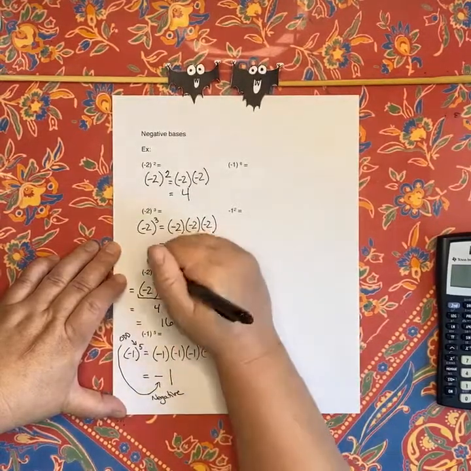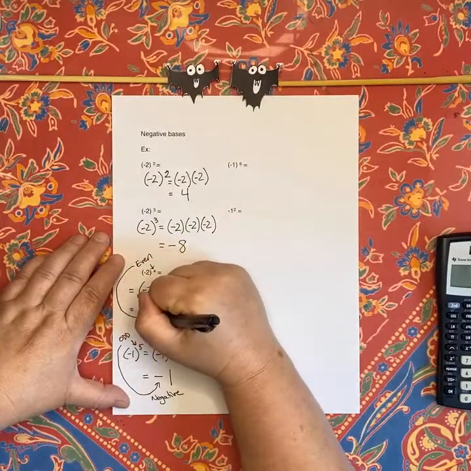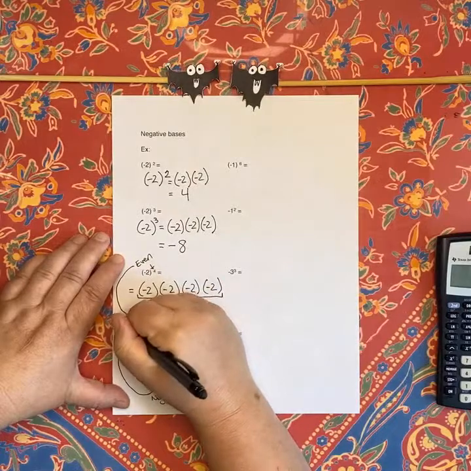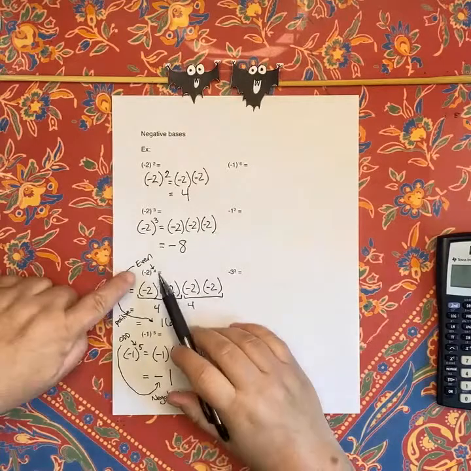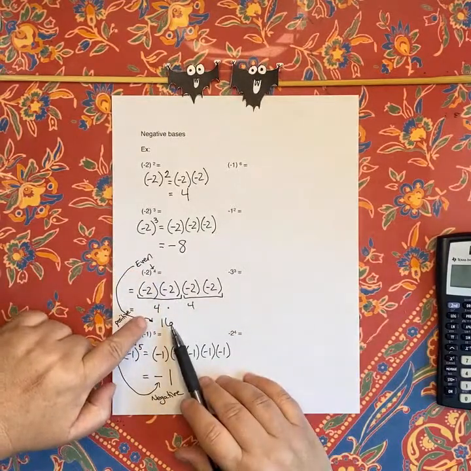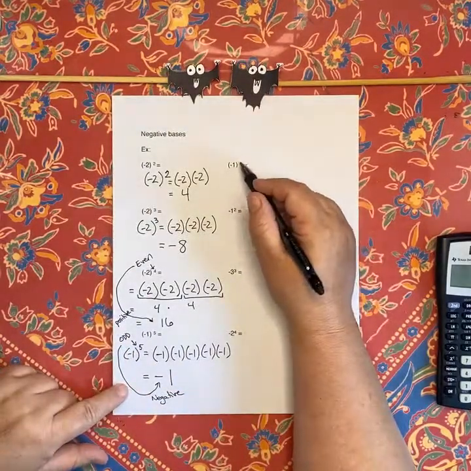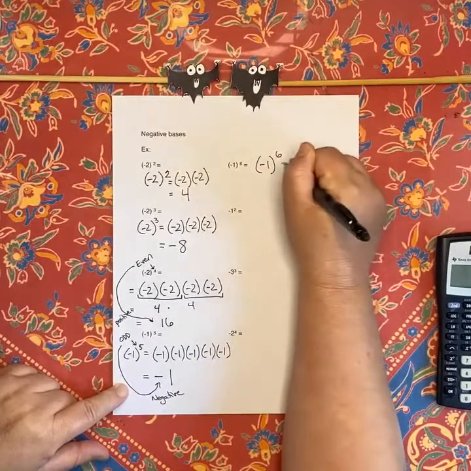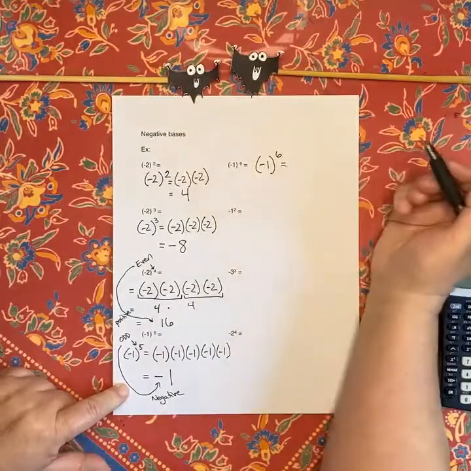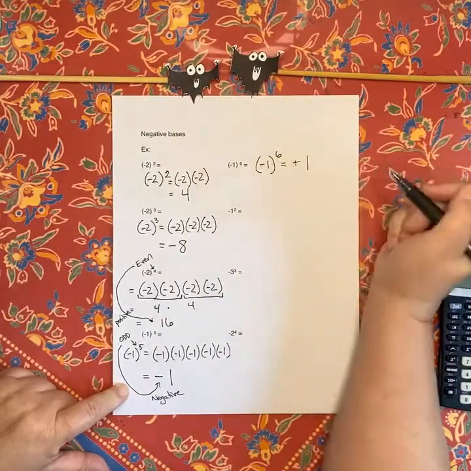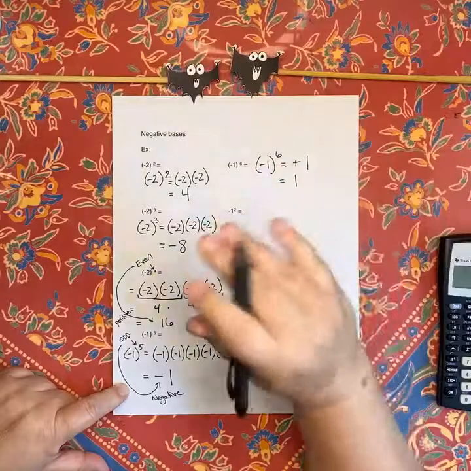If it's even, it's positive. I'm not sure if you can see that on the video, but if the power is even, the answer is positive. If the power is odd, the answer is negative. Okay, so right off the bat, -1 to the 6th power, right off the bat. Okay, I'll stop. -1 to the 6th power, +1.